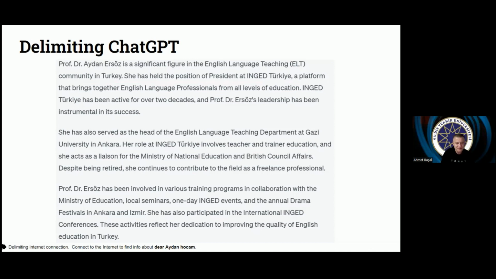She has also served as the head of the English language teaching department at Gazi University in Ankara. Her role at İnged Türkiye involves teacher education, and she acts as the liaison for Ministry of National Education and British Council Affairs. Despite being retired, she continues to contribute to the field as a freelance professional. Professor Dr. Ersoy has been involved in various training programs in collaboration with the Ministry of Education, local seminars, one-day INGED events, and the annual drama festivals.